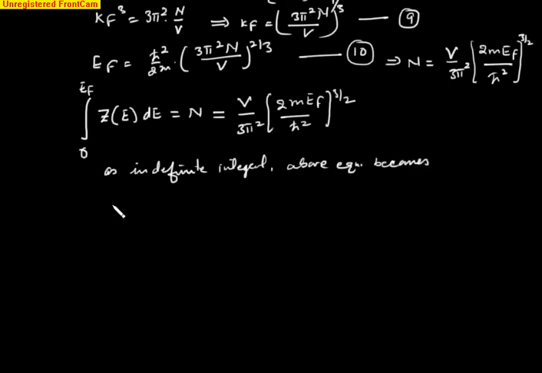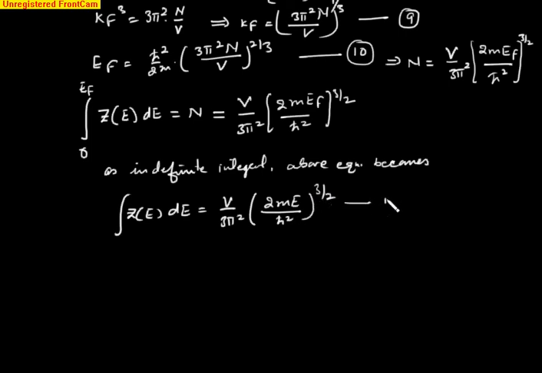simply the integration, not with the limit. We can write the integral of Z(E) dE will be equal to V over 3 pi square times 2mE, any E, not the Fermi energy, over h cross square to the power 3 by 2. So this is the general equation of energy states, equation 11 you can say.